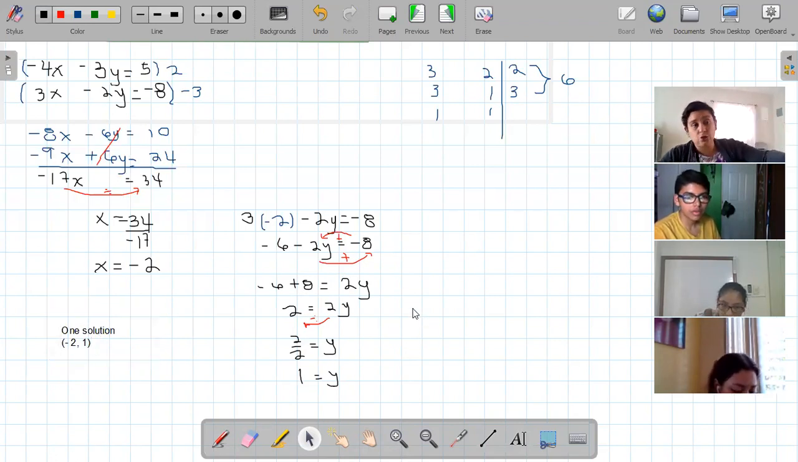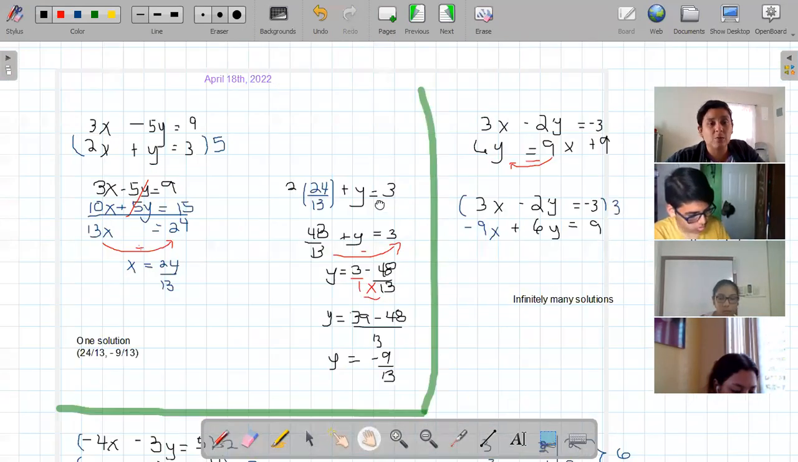If I request you to check the solution, you substitute these two values inside of both equations, and you have to get exactly the same answer. 5 equals to 5, and -8 equals to -8. You have to have something that is true. If not, you made a mistake somewhere, okay? Either in the checking, in the evaluation, or in the procedure. And that is our topic for today.